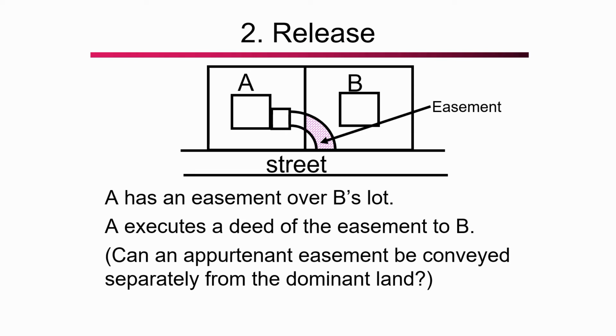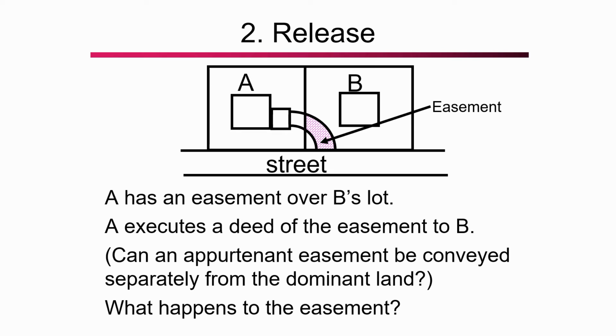Can an appurtenant easement be conveyed separately from the dominant land? And normally the answer to that, of course, is no. The easement can only be transferred with the dominant land. However, this is an exception to that rule. It's okay to transfer the easement back to the person who has the servient land. Well, now what happens to the easement?